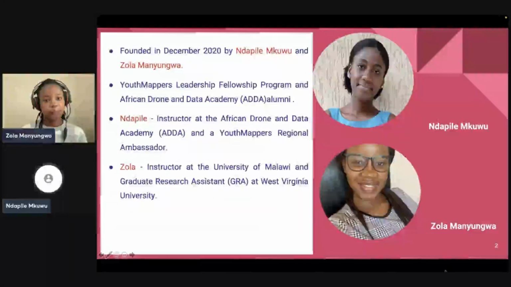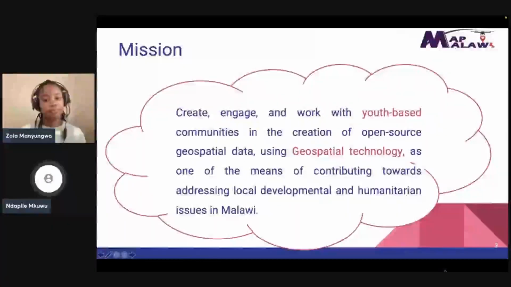Map Malawi was founded in early December 2020 by myself, Ndapile, and my partner, Zola Manyungwa. We're both Youth Mapper Leadership Fellows and also alumni from the African Drone and Data Academy. I am currently working as an instructor at the African Drone and Data Academy and also serving as a regional ambassador under YouthMappers. And Zola is an instructor at the University of Malawi and also a graduate research assistant at West Virginia University. So as Map Malawi, our mission is to engage, create, and work with youth-based communities in the creation of open source geospatial data, whilst using other geospatial technologies as one of the means of contributing towards some of the local developmental and humanitarian issues that we face in our different communities.